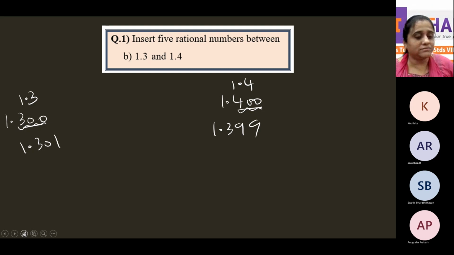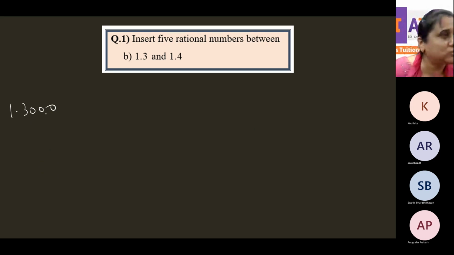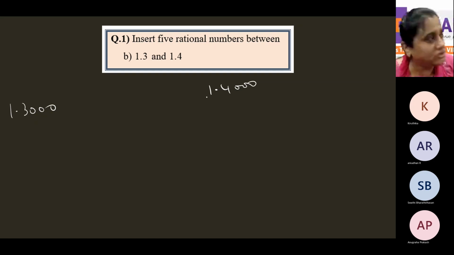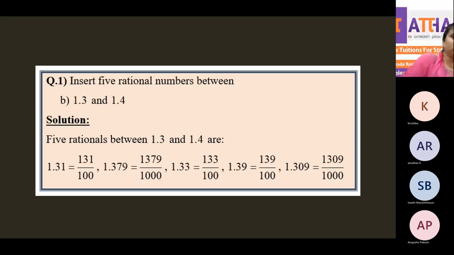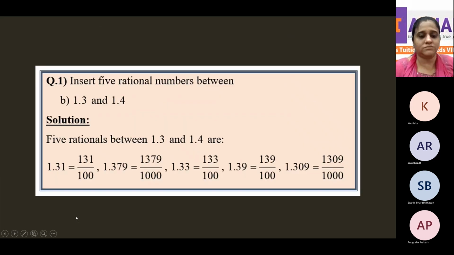Otherwise, still widen the space. 1.3000. You cannot read it as 3000, but 1.4000. So between 3000 and 4000, 3001, 3002, 3003. So like this, you can write many. I have written a few here. So like that, I've widened the space and I've written it. Is that fine, children?